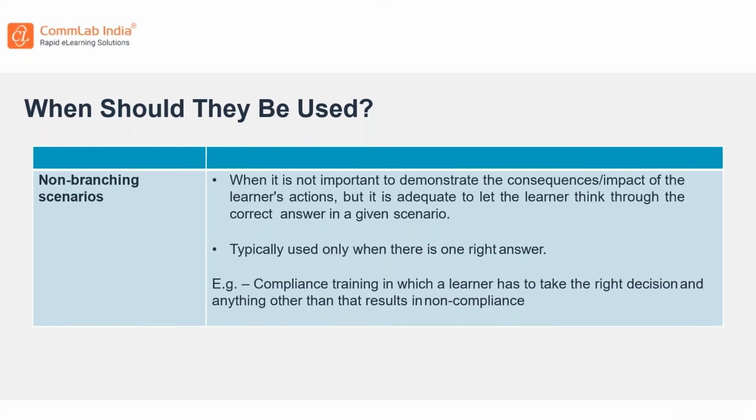So as I just mentioned, compliance training is a good fit for non-branching scenarios where a learner has to take the right decision, and anything apart from the right decision results in non-compliance. So it's pretty straightforward, and the implications are fairly obvious.